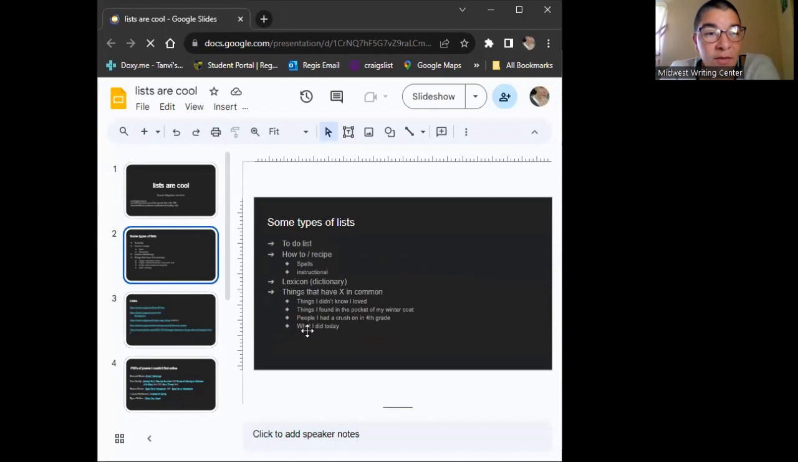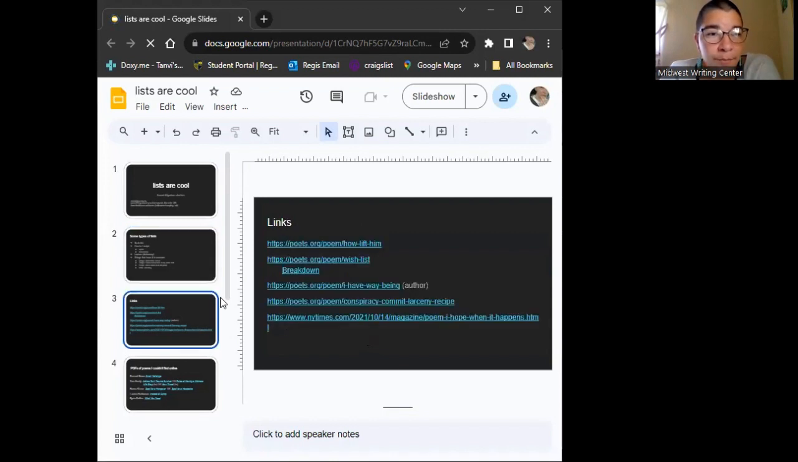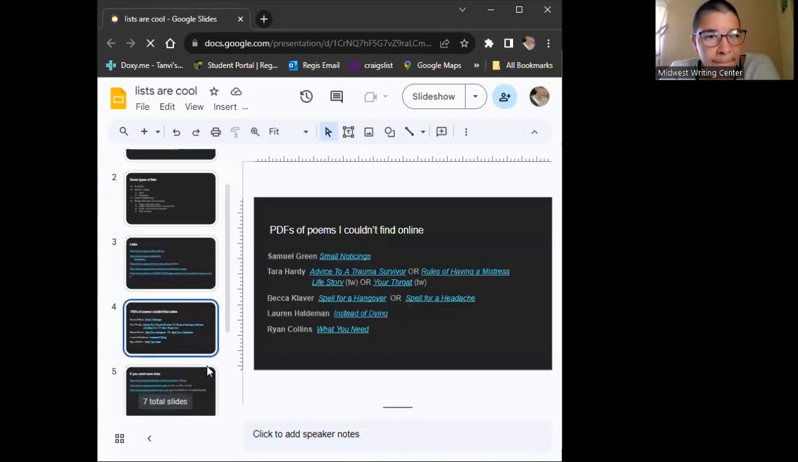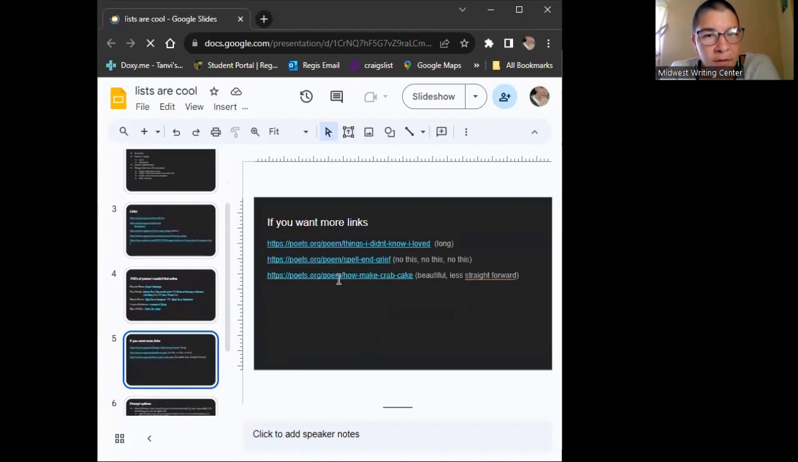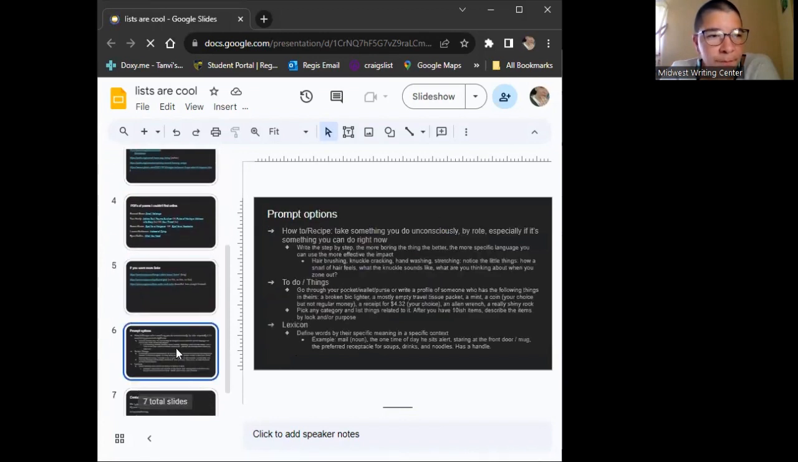Then here's some types of lists. And then I ask right here, tell me what I'm missing. This is a way to engage your students. When they're engaged, they're learning. These are some great poems. These are the ones that are in the packet I had. Here's if you wanted more. This is examples of what those poems are. These are the prompts.